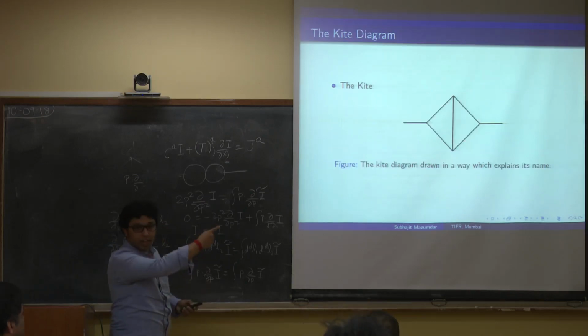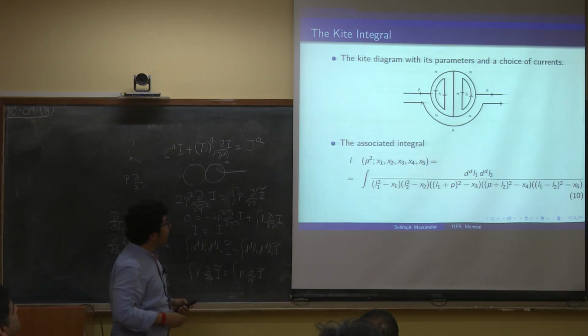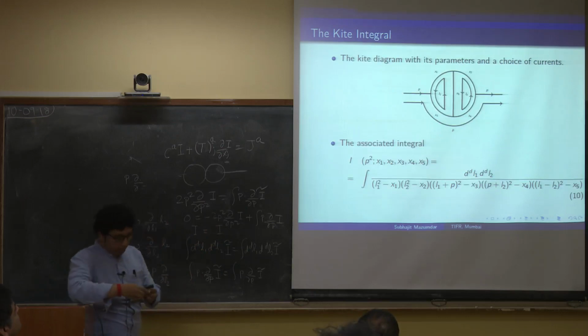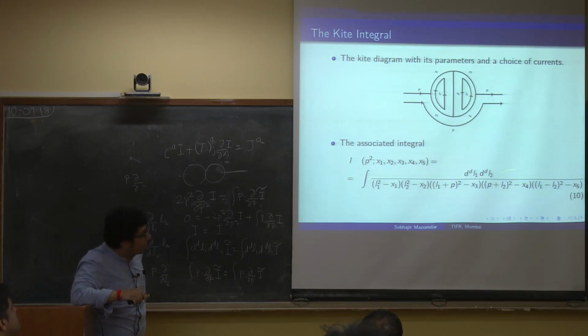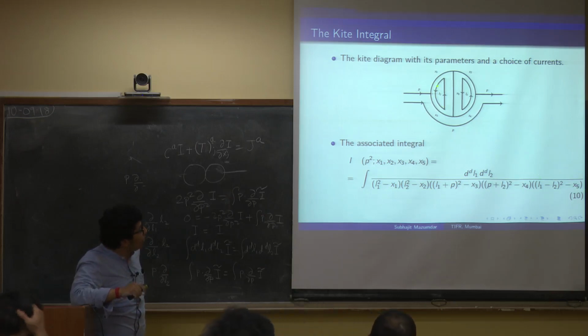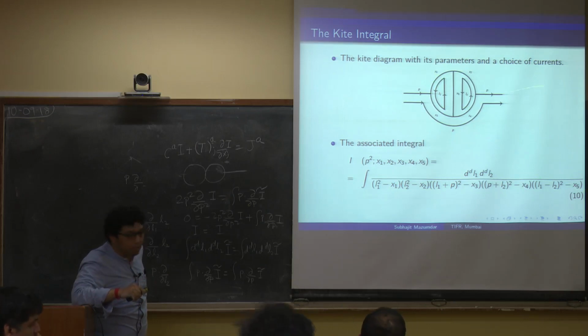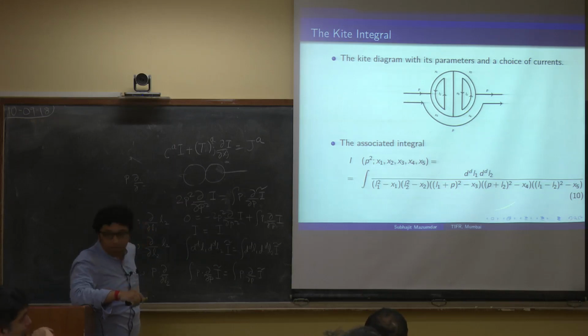So this is the kite, and this is the kite integral. I have taken this routing of p to write the integral like this. So, I have 5 propagators, 2 loops, and this p coming in, and my mass squares are x1, x2, x3, x4, x5 and p. This is the parameter space, and L1 and L2 are the loop momenta, and this will be the associated integral with this diagram.